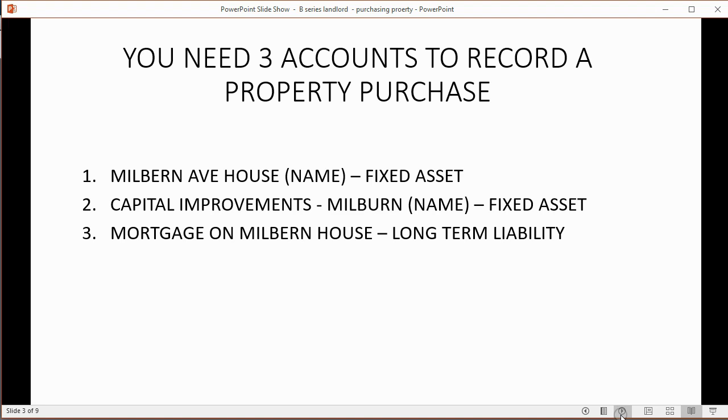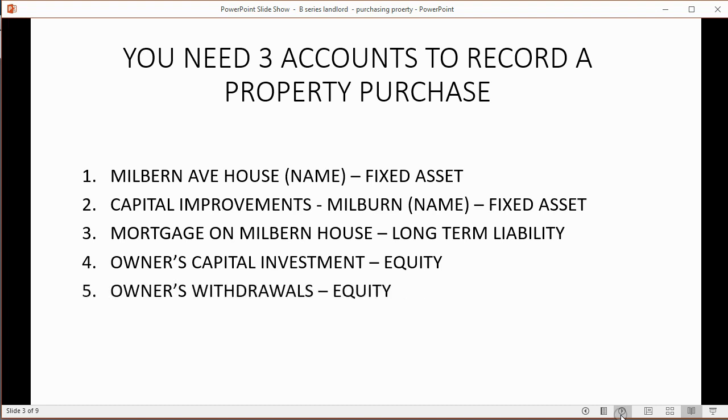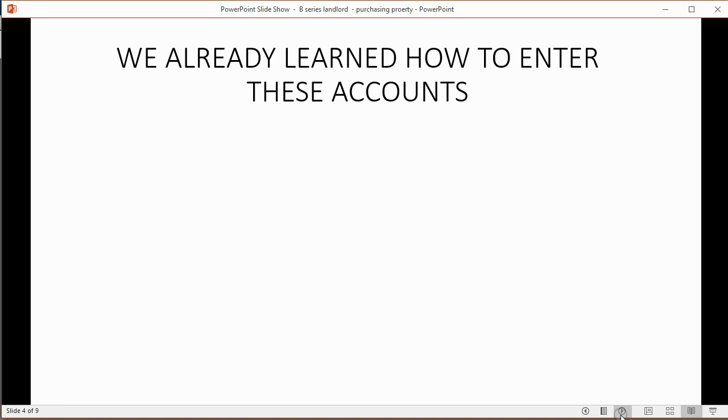By the way, it is also important to note that before this video, you should have in your chart of accounts an account for the owner's investment in the company that buys, sells, and rents houses that you are managing or that you own. You should also have an owner's withdrawal account in the chart of accounts for the company whose properties you're managing. Now, we already learned how to enter these accounts in the chart of accounts, so before I started this video, I have already put those accounts in the chart of accounts of the sample file that we are using.